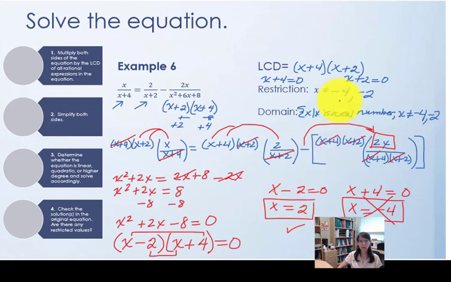Now remember, with these restrictions, the whole reason we have these restrictions to consider is because these are the values of x that would make at least one of these denominators 0 and therefore undefined.